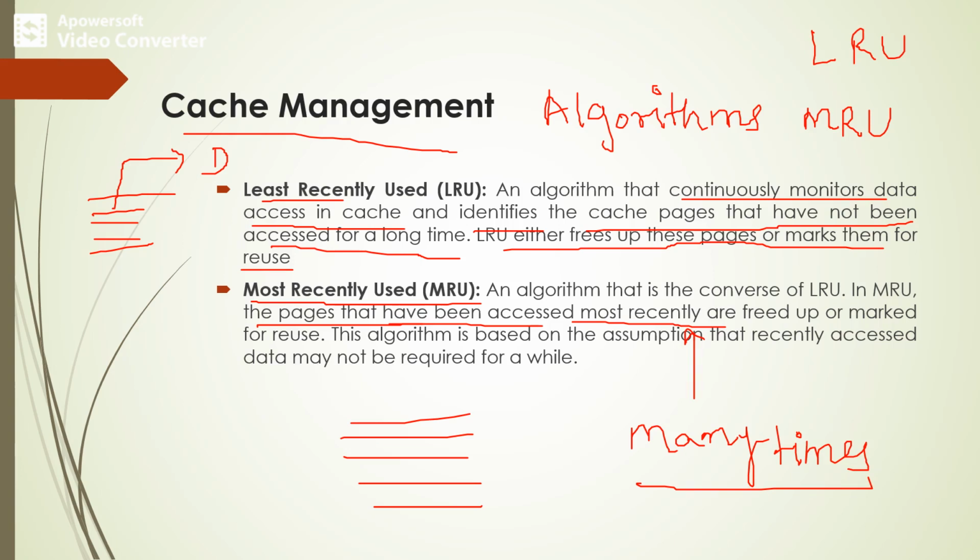Either we can adopt least recently used algorithm which continuously monitors data access in cache and identifies the cache pages that have not been accessed for a longer time. In the case of most recently used algorithm, the pages that have been accessed most recently, considering those set of pages are already accessed n number of times, such pages can be deleted from the cache.